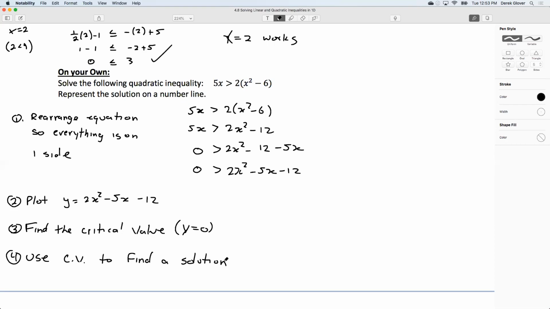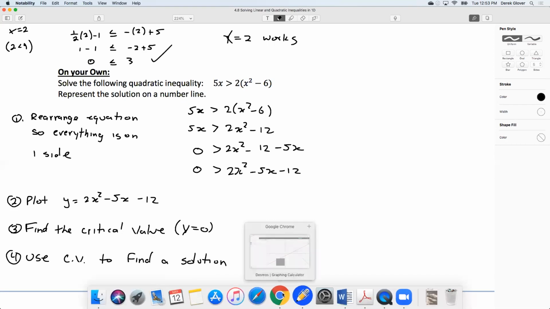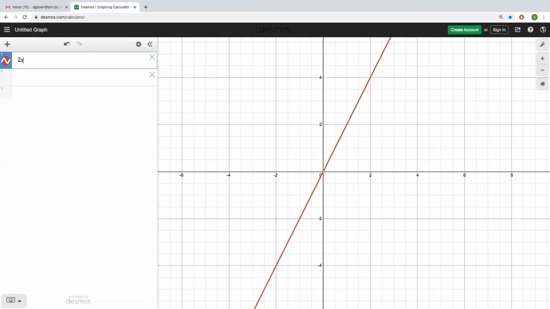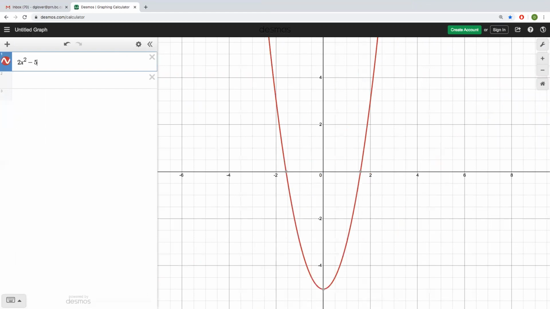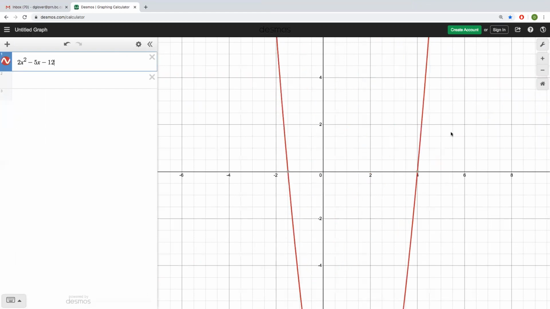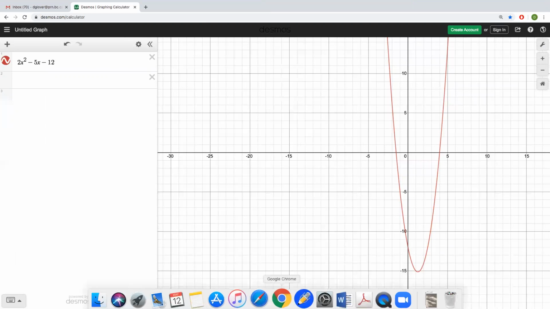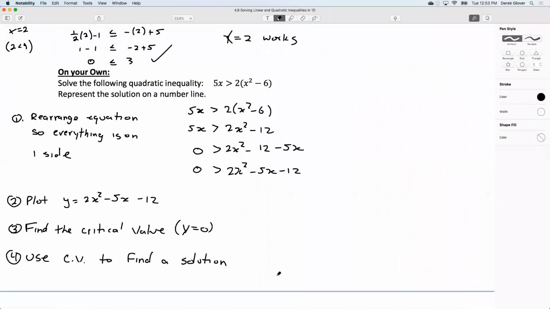So step 1, we've done. Step 2, we need to plot 2x squared minus 5x minus 12. So go over to Desmos, 2x squared minus 5x minus 12 is our function. All right, now it looks like this. What we are interested in is the part where this function is less than 0.